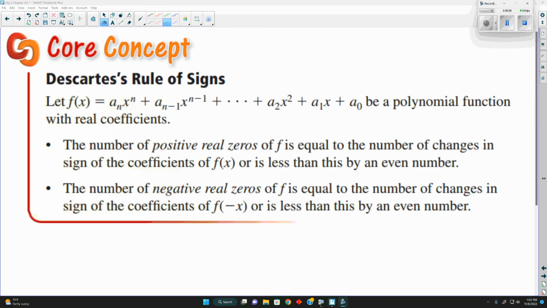But what we're going to pick up with next is this here. This is the last thing we're going to talk about for Chapter 4, Descartes' rule of signs. And this is named after René Descartes. I'm probably butchering his last name, but y'all have actually heard of René Descartes.